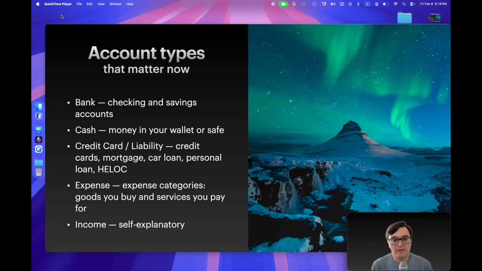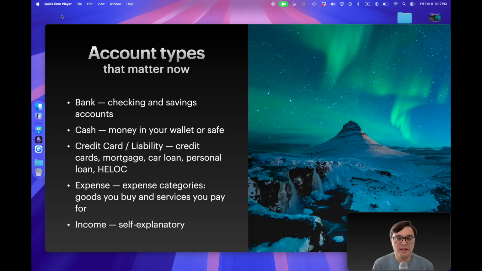Another pair is credit card and liability accounts. Those are very similar, if not the same, in behavior. So, for example, credit cards, mortgage, car loans, personal loans, HELOC, any kind of loan can be tracked using this account type. Next one is expense. Expense is self-explanatory. It's basically an expense category, as if you think about other accounting applications.